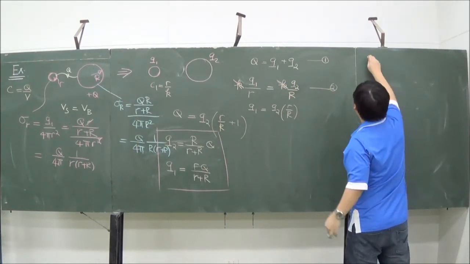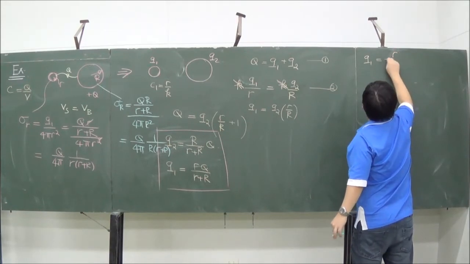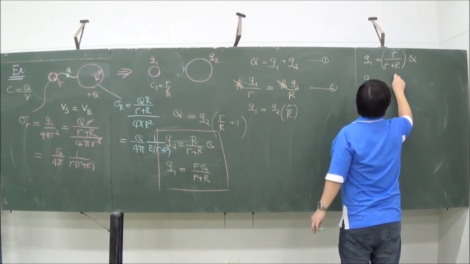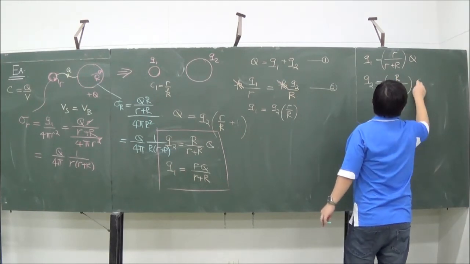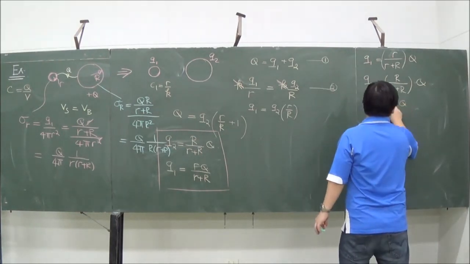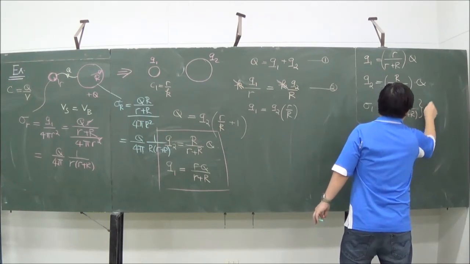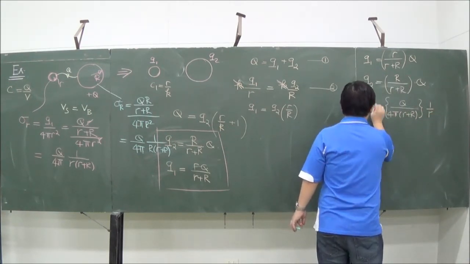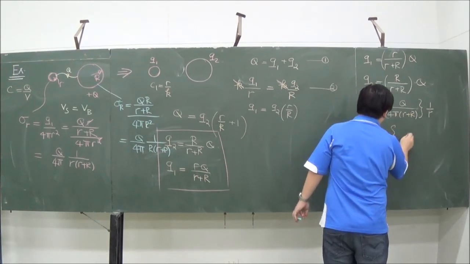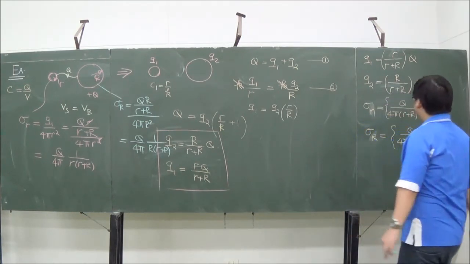So when you touch these two spheres, you get Q1 equals R over R plus R times Q, and Q2 equals R over R plus R times Q. But the surface charge density sigma 1 is given by Q over 4 pi R plus R times 1 over R, and sigma 2 for the big sphere gives Q over 4 pi R plus R times 1 over R.